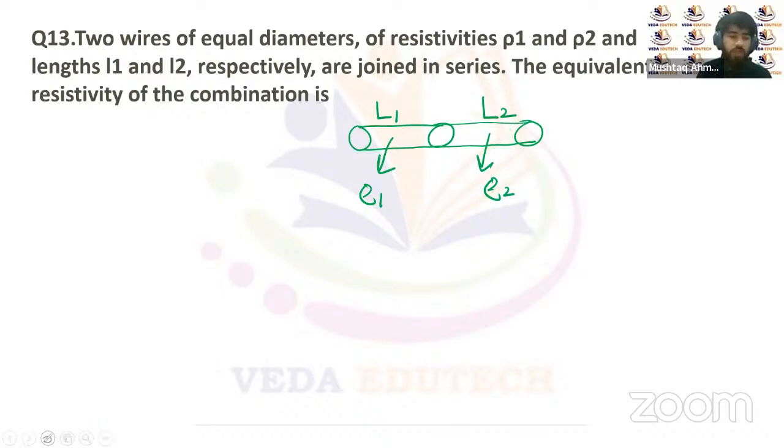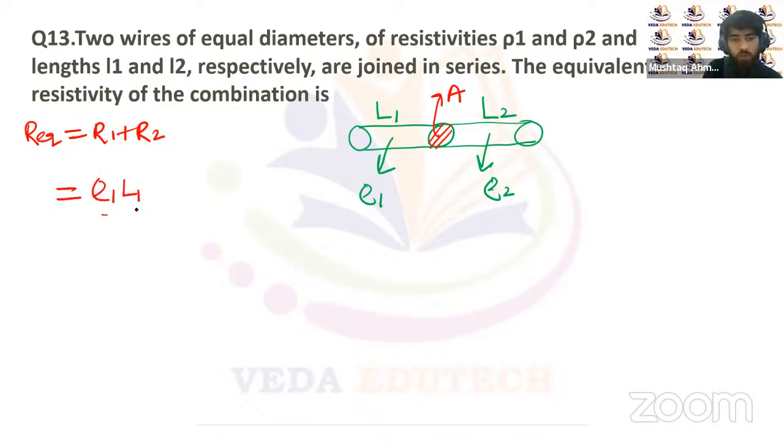If the two wires are joined together, their area of cross section will be the same. Let's suppose the area of cross section is A. Since these two wires are in series, their equivalent resistance will be R1 plus R2, and we know the resistance of a conductor is ρL upon A. So it will be ρ1 L1 upon A plus ρ2 L2 upon A.